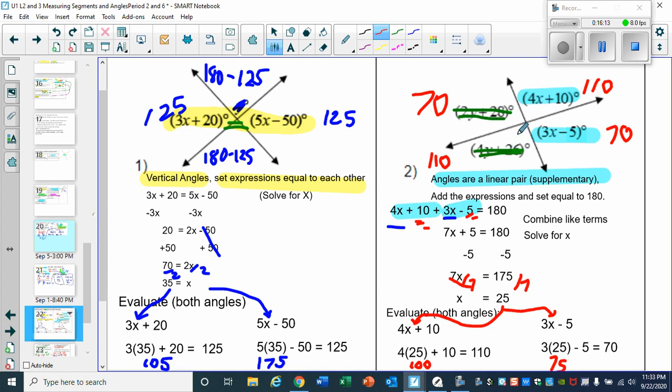So remember, vertical angles are congruent. All this from here to here is 180 degrees. So 180 minus 110 is 70, or 180 minus 70 is 110.